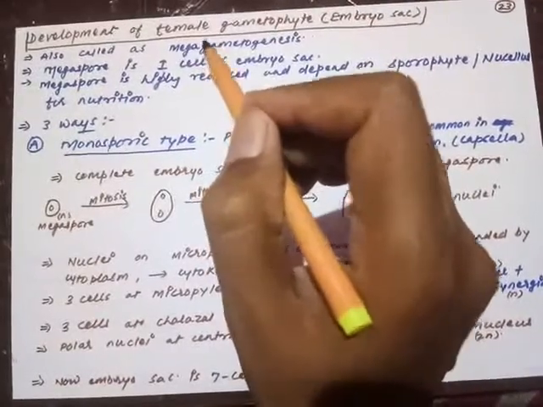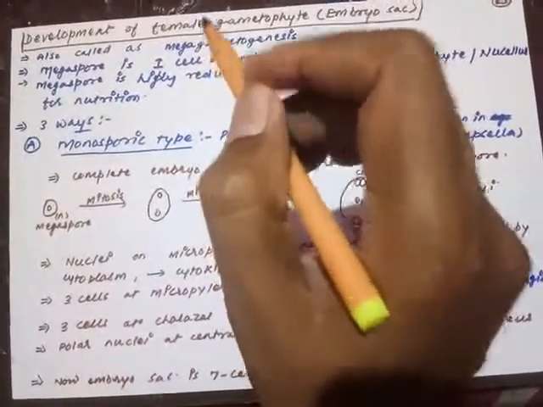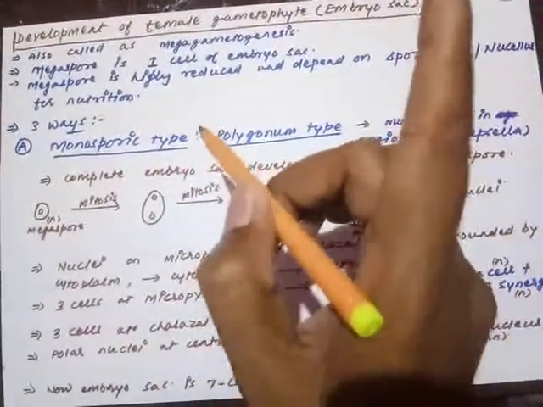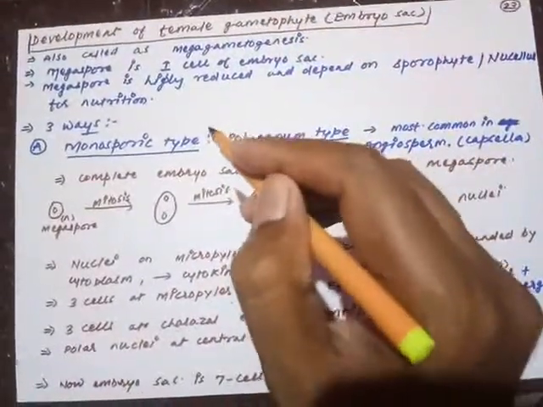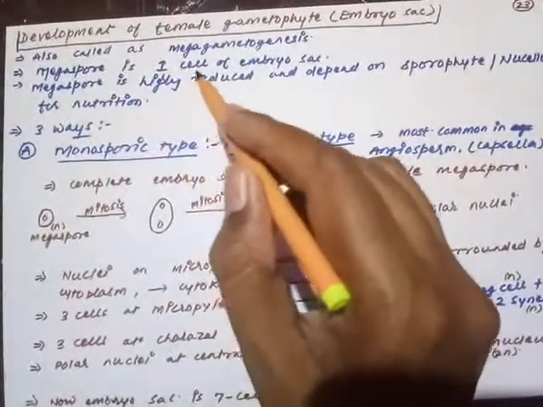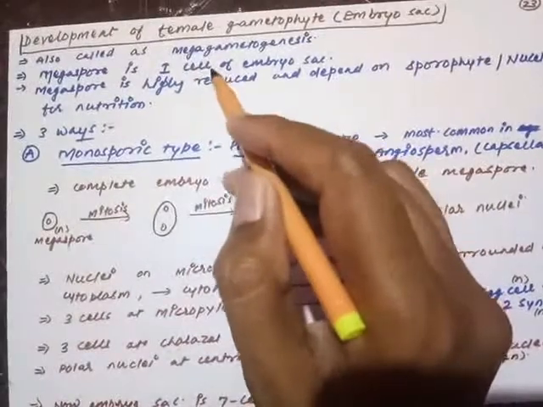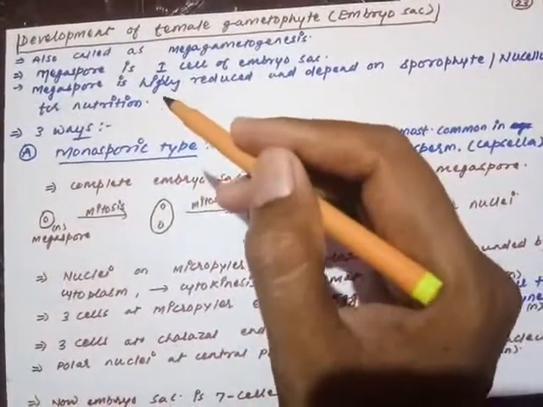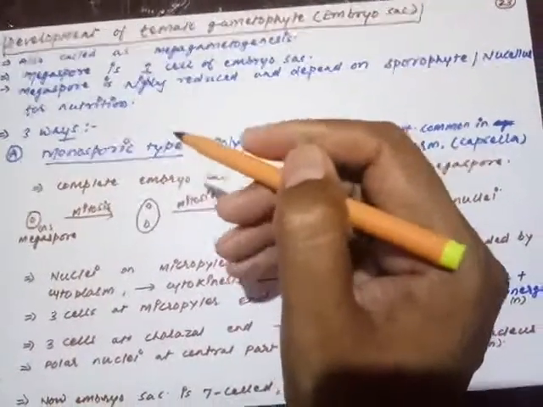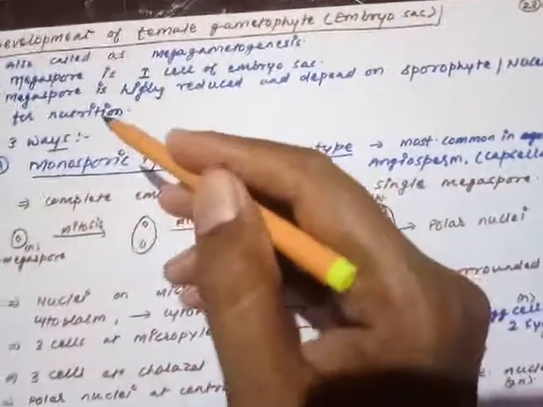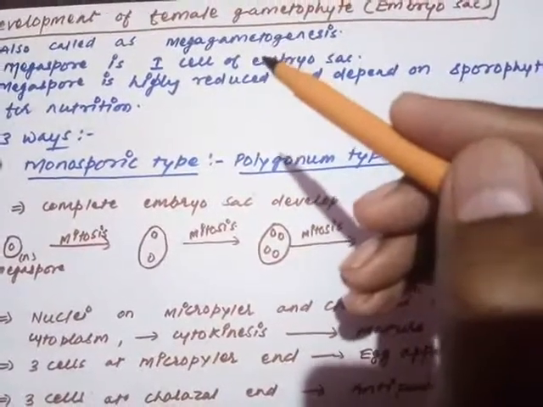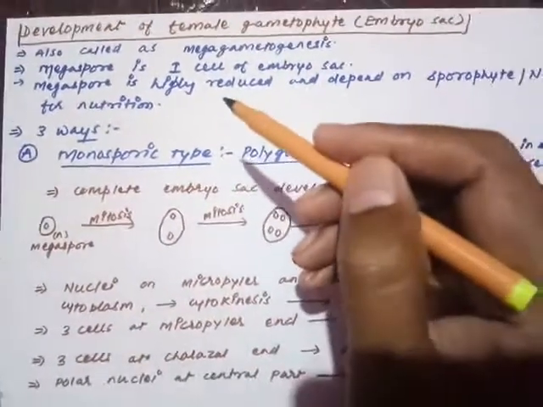The process of development of the female gametophyte is also called megagametogenesis, because the megaspore is produced. Now this megaspore has to produce the female gamete, that is the egg. The egg is not produced till now, so now the production of the egg will also take place. That process is called megagametogenesis. The megaspore is taking the responsibility to continue the development of the female gametophyte, so the megaspore is the first cell of the embryo sac. First cell of the embryo sac means this is the first cell which took the responsibility to develop the complete embryo sac.